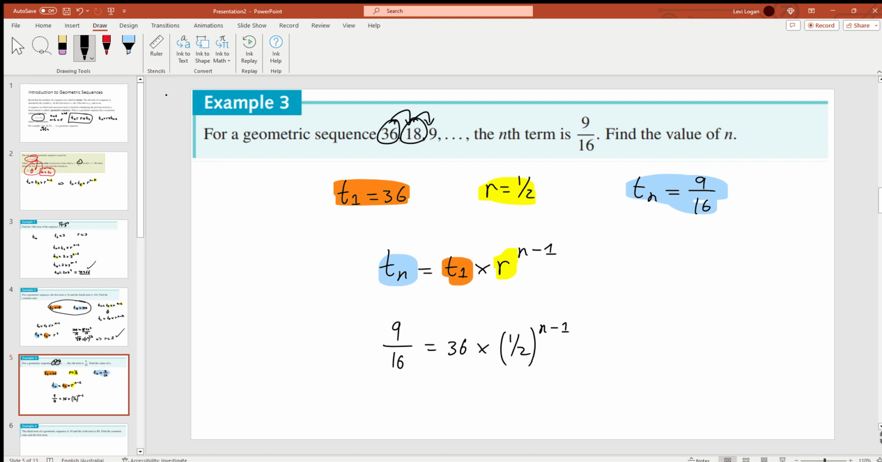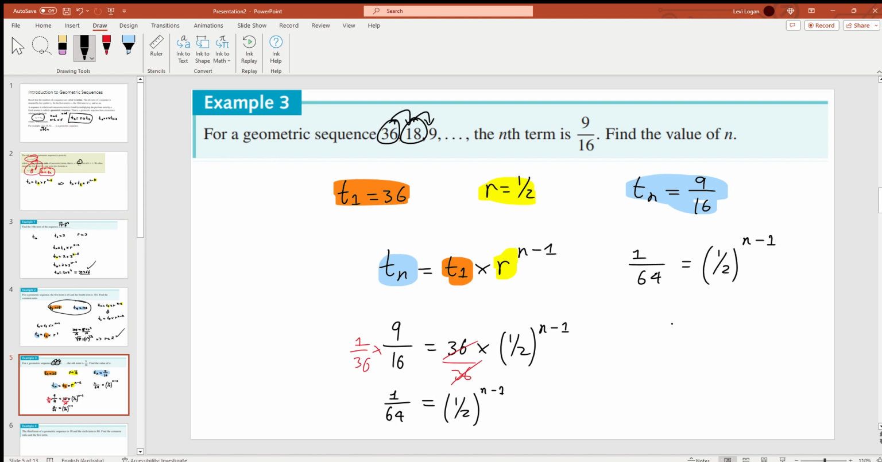So what we're going to do is divide both sides by 36. So that cancels out. You're going to have 9 over 16 times 1 on 36. So that's going to give you 1 on 64 on this side. So 1 on 64, and then you have a half to the power of n minus 1. So I'm just going to rewrite that up here. Now you're probably thinking, do we have to do logs? Not necessarily at the moment.